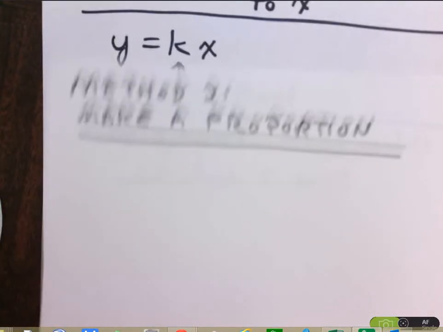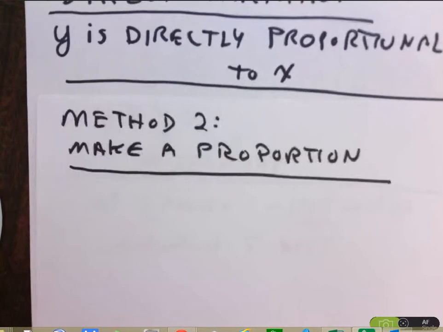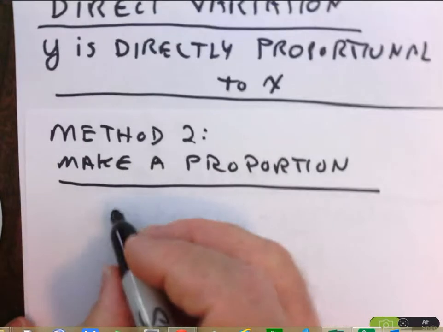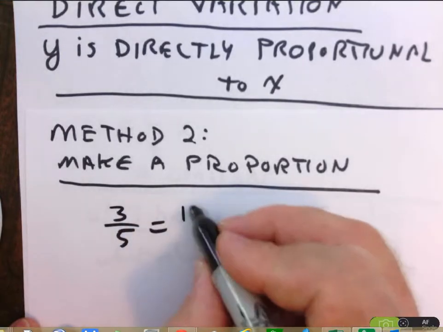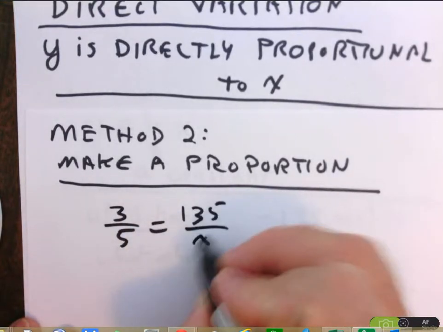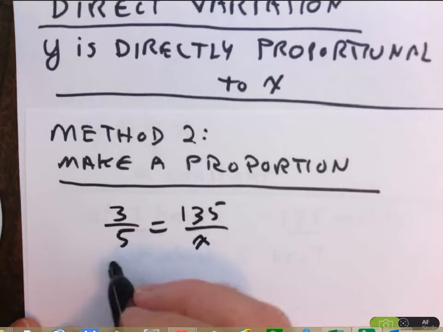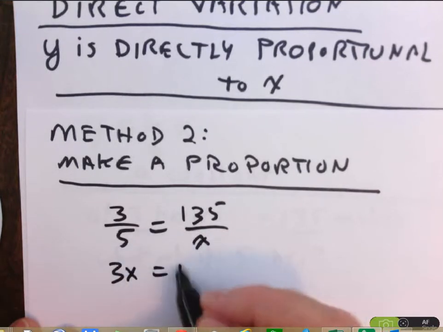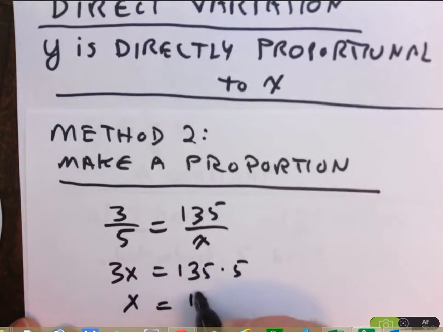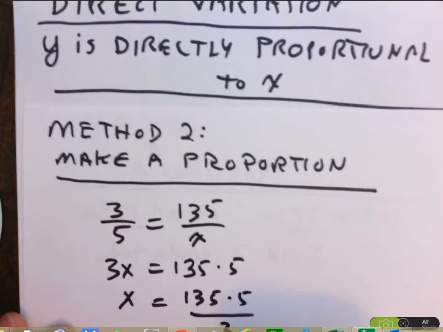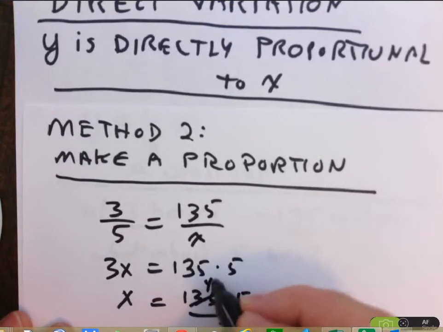Okay, the other method is to set up a proportion. So we would say 3 hours is to 5 hours as 135 miles is to x miles. And we just do cross products. 3x equals 135 times 5. x equals 135 times 5 divided by 3. And I know I can cancel here and get 45.